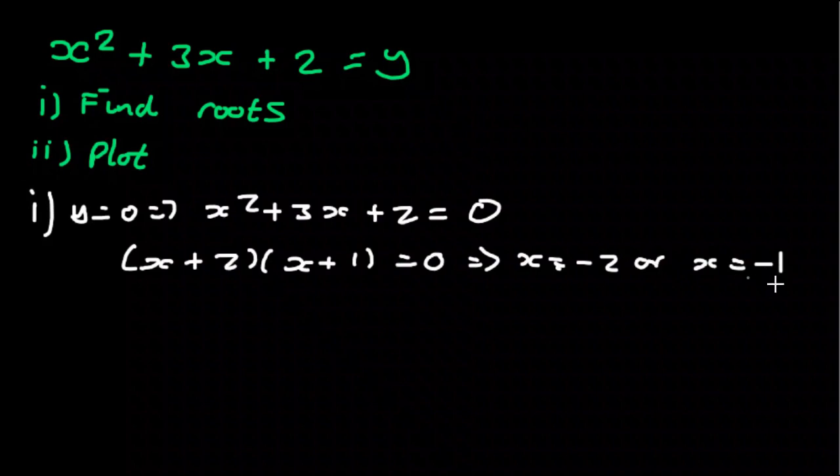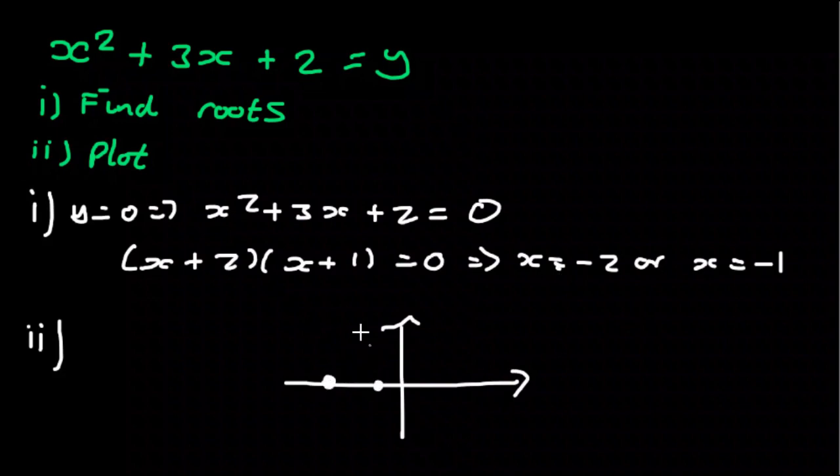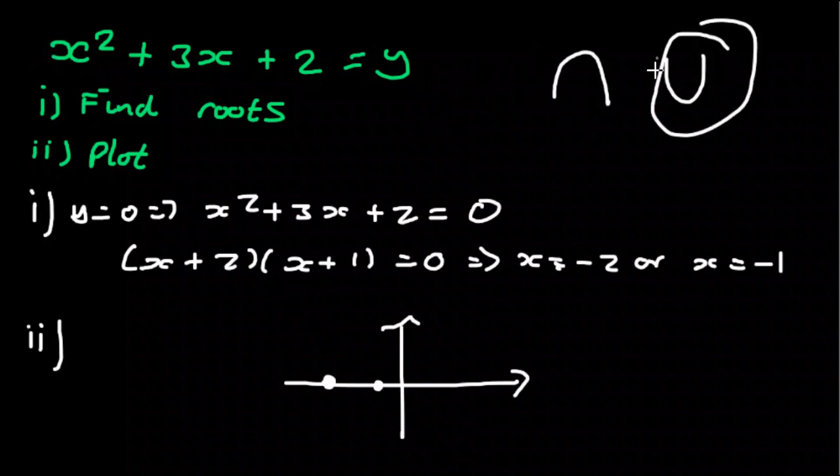So now for part 2, we're plotting it. So we already have the roots, where y is 0, so at negative 1 and negative 2, and we know that quadratics either take an n shape or a u shape, and this all depends on the x squared coefficient. So the x squared coefficient here is positive, so we take this u shape and we draw a nice smooth curve between the two roots with the turning point between the two roots.